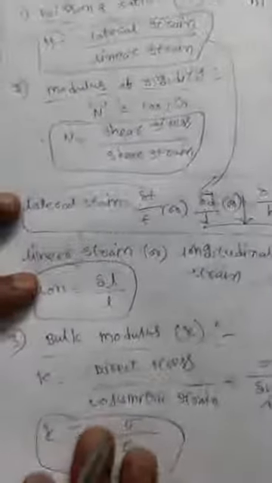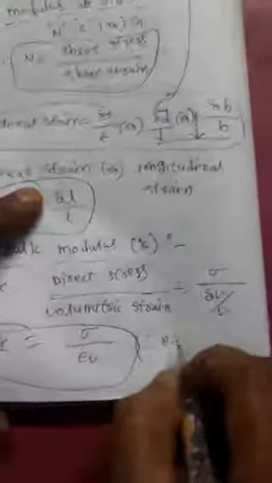So K equal to sigma by EV. This is the formula for bulk modulus. Bulk modulus is denoted by only one letter, K. But for modulus of rigidity we have 3 letters, so you can use any one of these, either capital N or C or G. So this is the formula for bulk modulus. Therefore, EV equal to delta E by 1 plus 2 mu, 1 minus 2 mu.